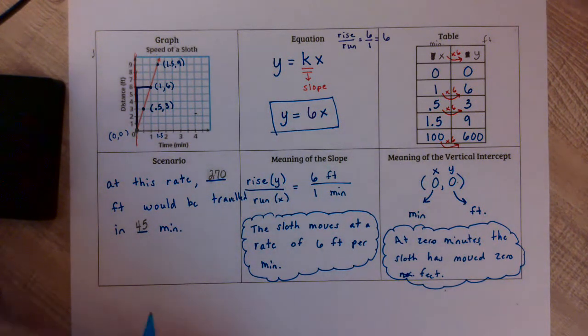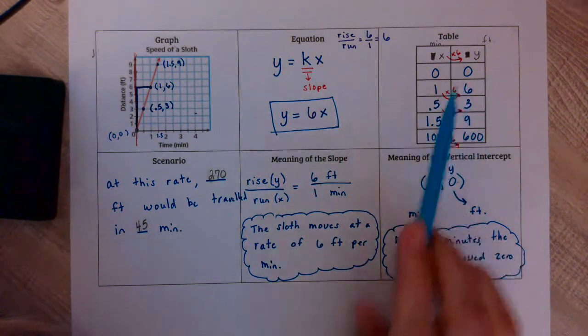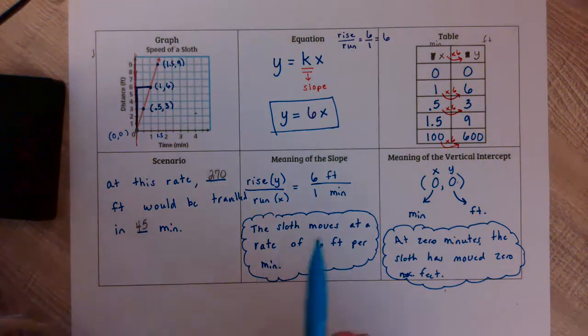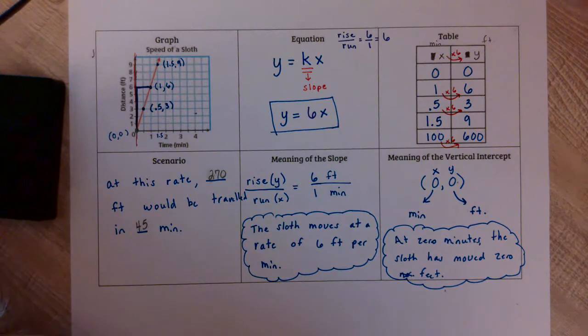So your next job is to go and do the 4 slides on the self-paced Nearpod. You are going to write the equation for me, fill out the table, circle the right scenario, explain the meaning of the slope, and explain the meaning of the vertical intercept.